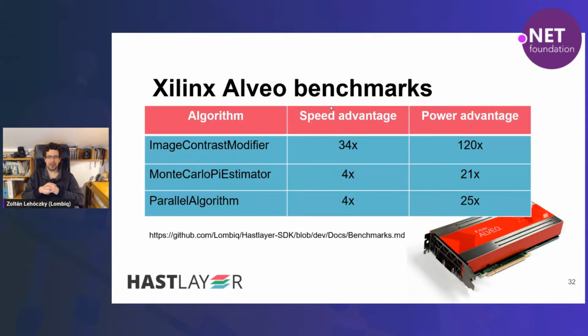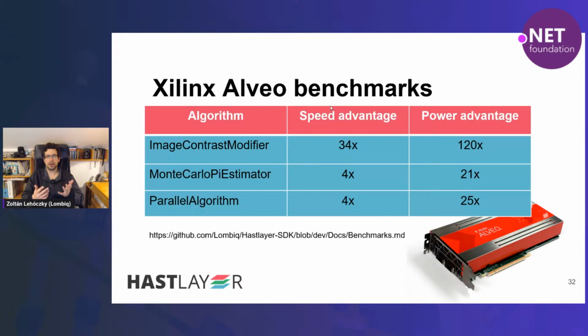We have also done some benchmarking, and the details of these are again up on GitHub, so you can check out all the code, all the details of how we did the benchmarking, what hardware we used, everything else. And these are the numbers that we got. Hastlayer is not uniformly better. It highly depends on the hardware you are using and your application.